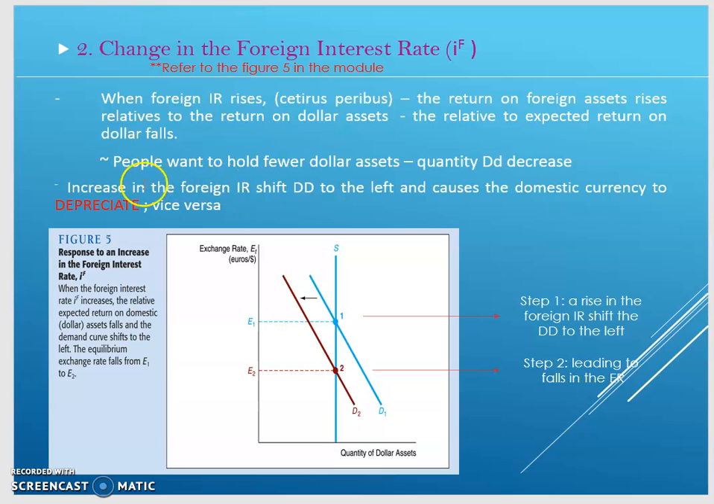Quantity demanded decreases. An increase in foreign interest rates shifts demand to the left and causes the domestic currency to depreciate, and vice versa. So a rise in the foreign interest rate shifts the demand to the left from D1 to D2, leading to a fall in the exchange rate from E1 to E2. The new equilibrium will move from point 1 to point 2.